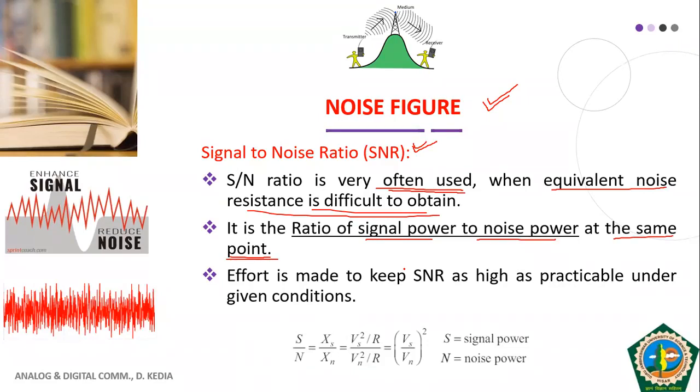This is quite understandable also. We want the signal level to be high as compared to the noise level. Obviously your signal level must be high as compared to your noise level. So mathematically we can express our signal to noise ratio as signal power, that is Vs square by R, divided by noise power, that is Vn square by R. And if they are taken at the same point, obviously the resistances will cancel and you get Vs square by Vn square. This is your signal to noise ratio.